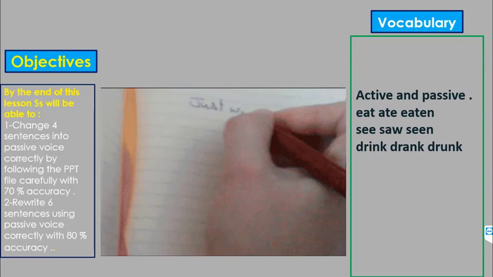The dog chased the squirrel. The squirrel was chased by the dog. So these are simple examples of the passive voice.